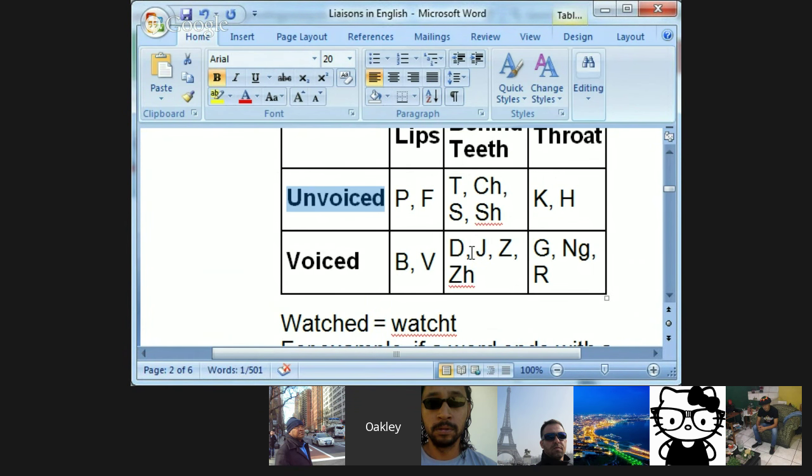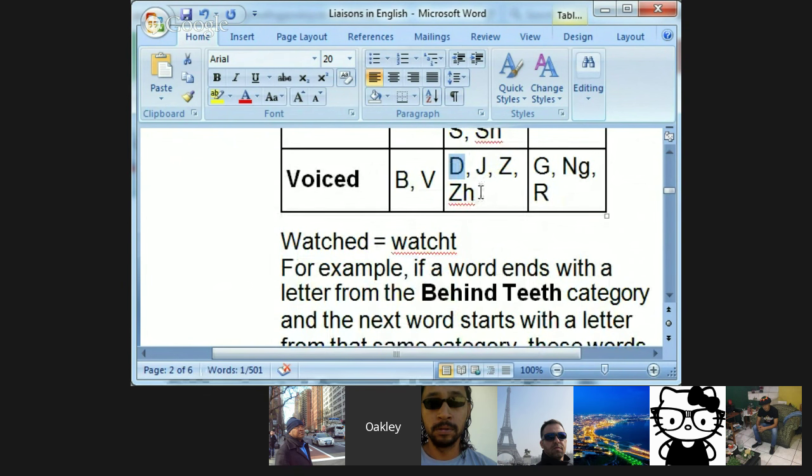Burn, and the N sound is a voice sound, so that's why we pronounce the ed past tense burned. So we can just keep the voice sound going. It's all about keeping it going, keeping the fluency moving.